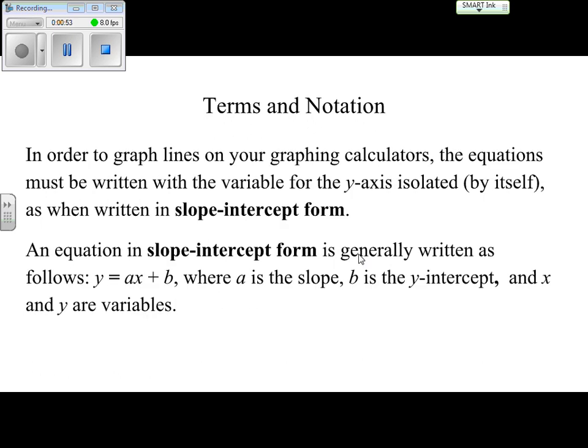The trick is for the equations that we'll be using on our calculator today, in order to get it into our graphing calculator so that we can graph the equations of the lines and therefore solve these linear equations, we first have to get the y variable by itself.